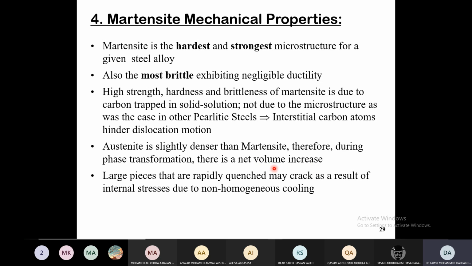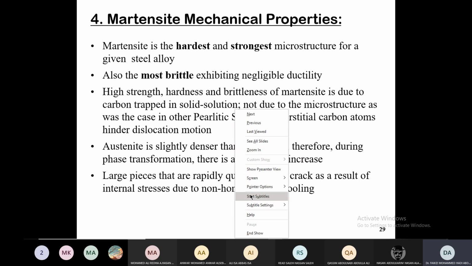In addition to that, there is also a problem we could have in producing the martensitic structure. Large pieces that are rapidly quenched may crack as a result of internal stresses, or even if they don't crack, there will be internal stresses, what we refer to as residual stresses, in the material. And why does that happen? That happens due to non-homogeneous cooling. Meaning what?